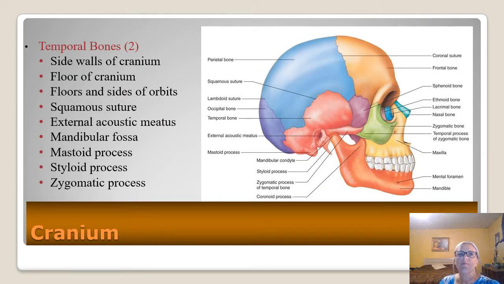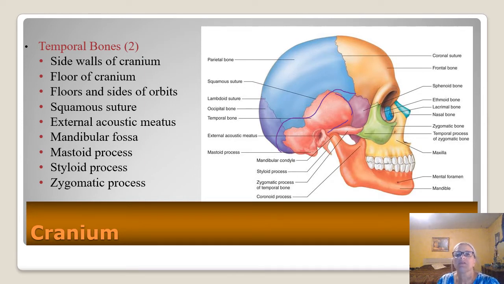So next we have the temporal bone. It's a set of two, one on each side. And you can see this here is kind of red in color here. Okay, temporal bone. This forms the side walls of the cranium and part of the floor of the cranium as well. And also part of the floor and sides of orbits.